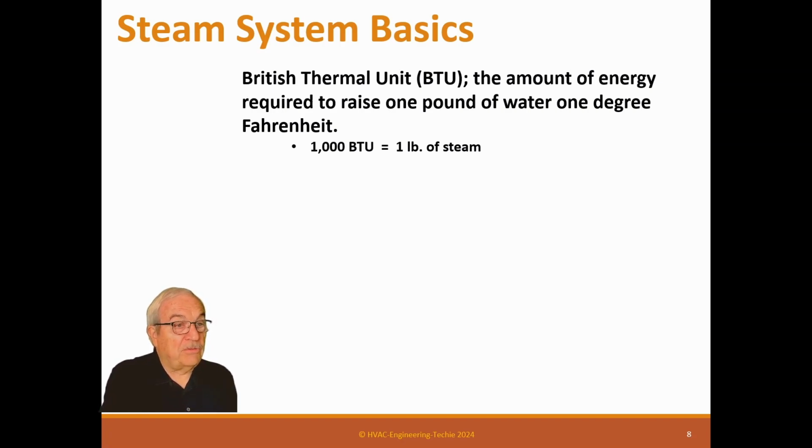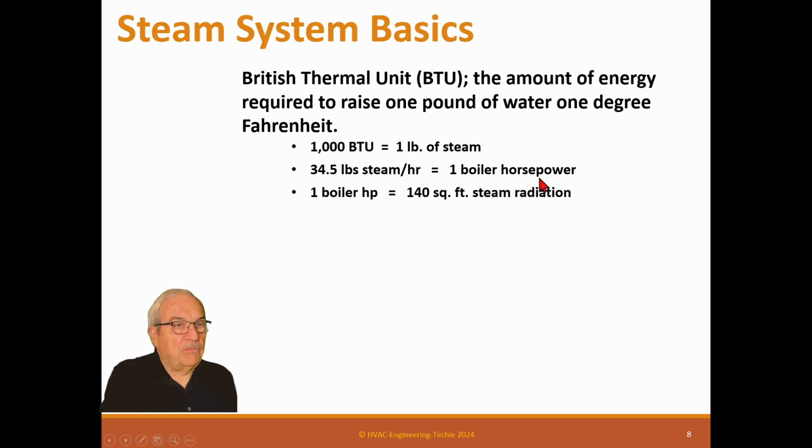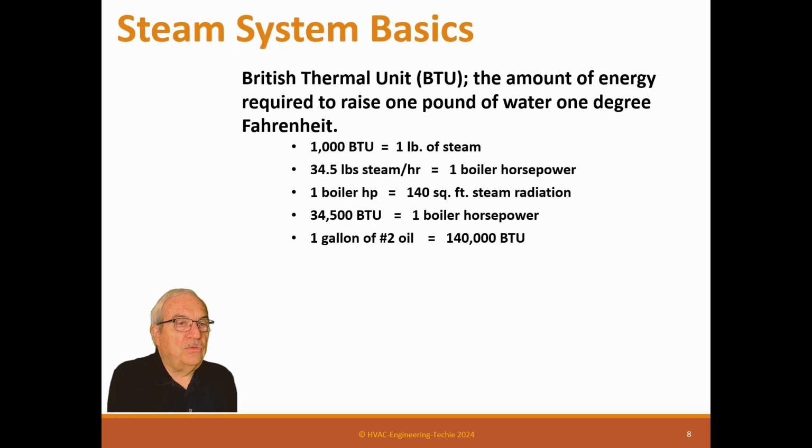Now these are just general terms that we use, and you can actually work a lot of these out yourself, but it's easier just to record them. So 34.5 pounds an hour equals 1 boiler horsepower, because we rate boilers by horsepower. 1 boiler horsepower equals 140 square foot of steam radiation. 34,500 BTU equals 1 boiler horsepower. 1 gallon of number 2 oil equals 140,000 BTU. 1 cubic foot of gas equals 2,550 BTU an hour.